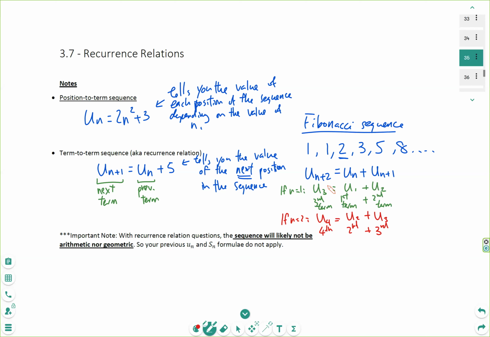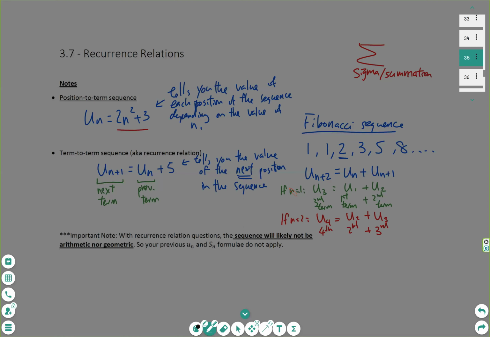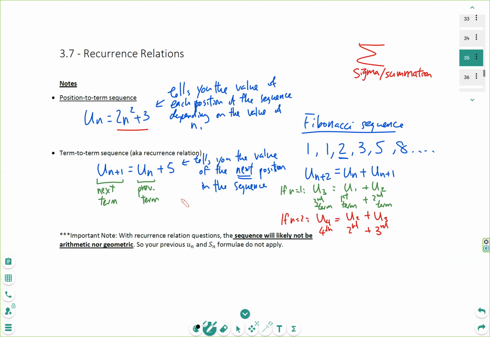So you can see how this is different to arithmetic, geometric or the summation sign, the sigma notation from 3.6. This does not rely on a generic nth term. It does not rely on something like 2n squared plus 3. There's no fixed structure on the term-by-term rule. This one is a recurrence relation, which means it is based on the previous terms. That confuses a lot of students about what the difference is between what we've learned before and this one. They do not understand that we're talking about two different types of sequences.